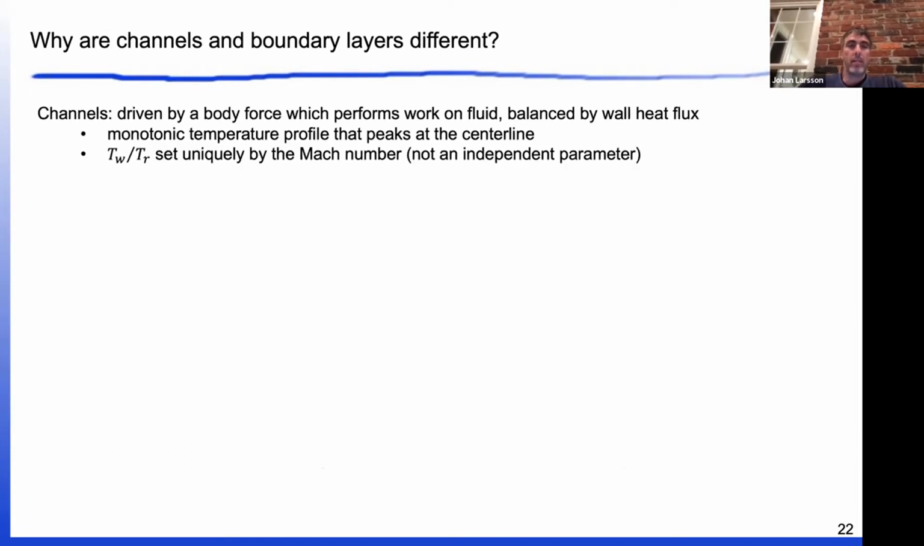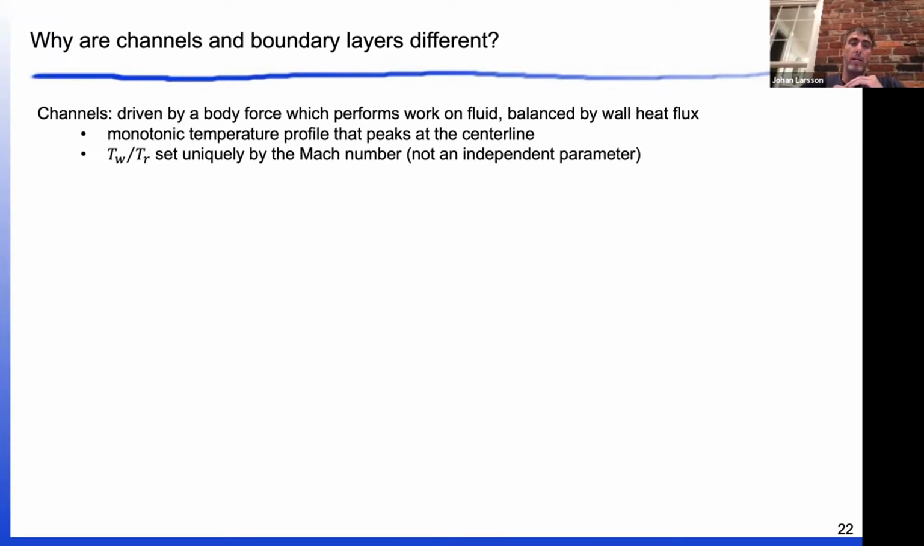And the reason is that I have always assumed that there should be a universality between channels and boundary layers, that the inner layer near the wall should be the same. And clearly that is not the case here, because this transformation works in channels, but not boundary layers. And so what is the difference between channels and boundary layers?